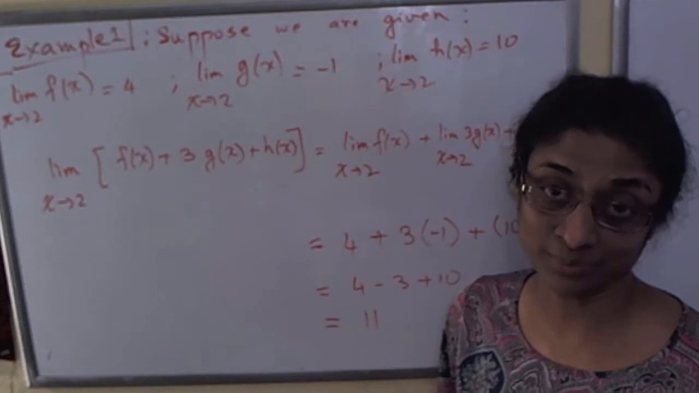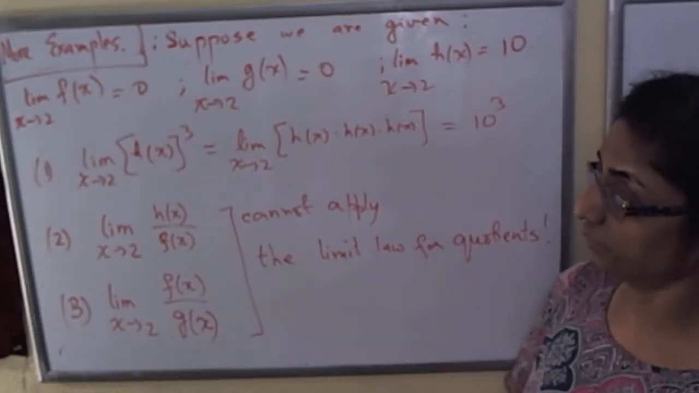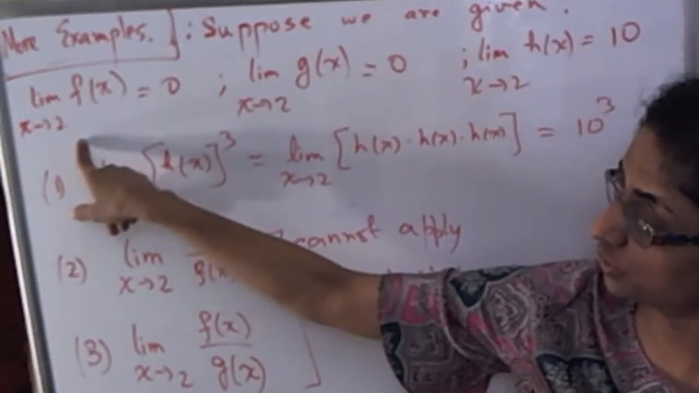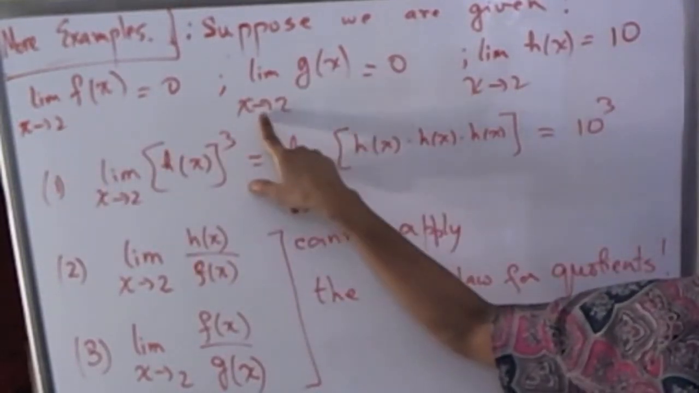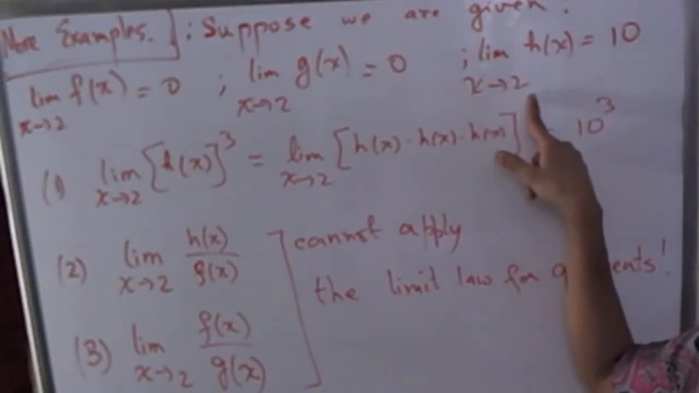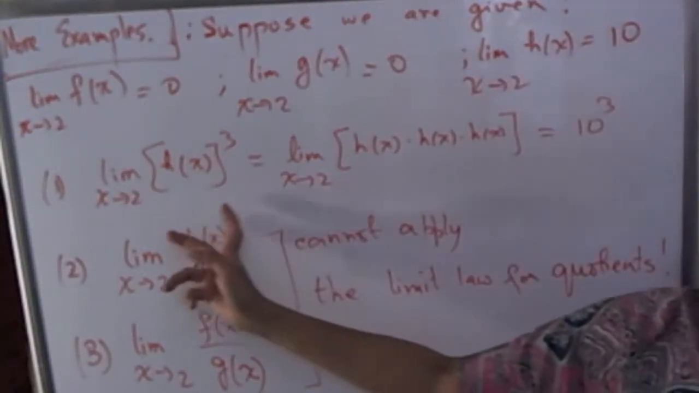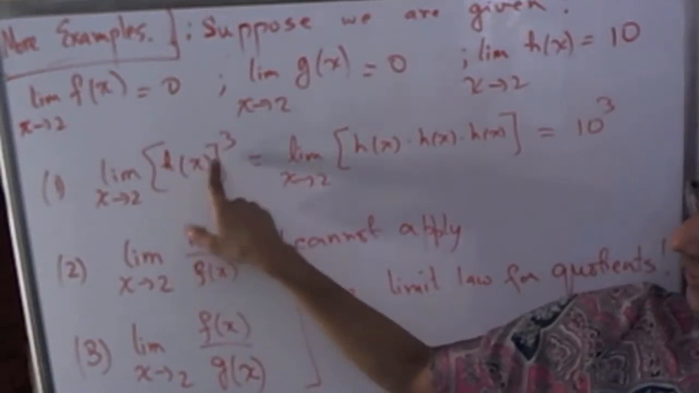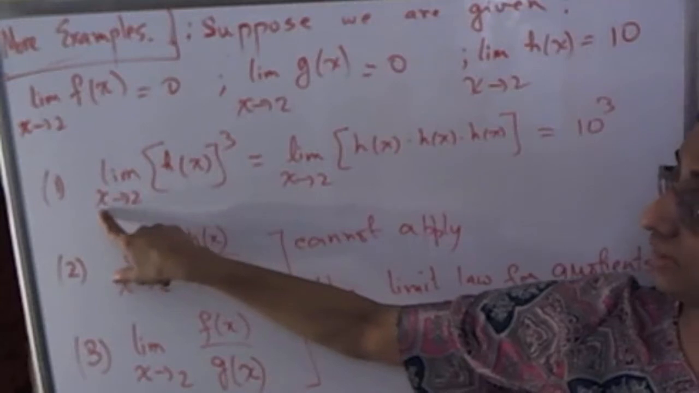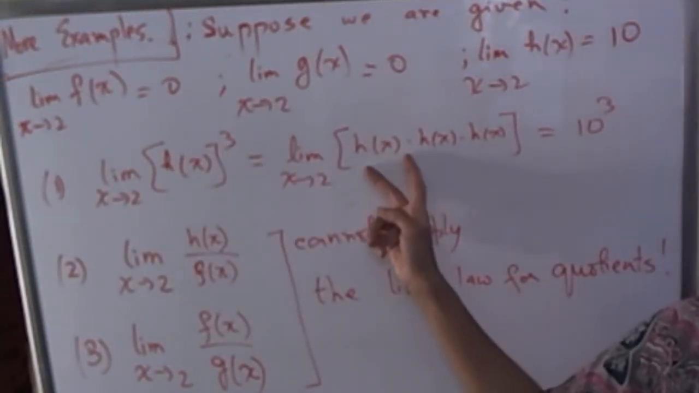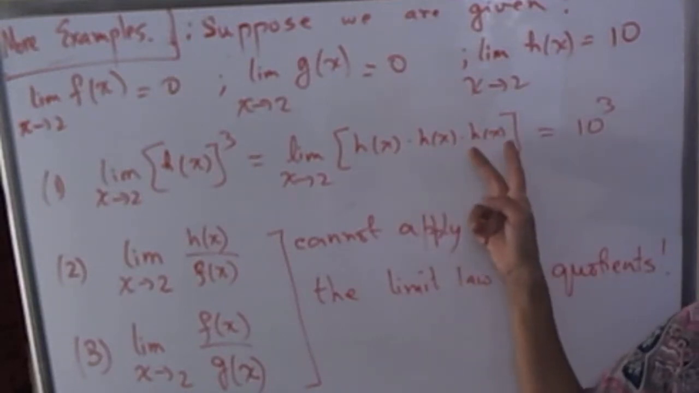Let's look at another example now. So for this example, notice that the limit of f of x as x approaches 2 is 0, limit of g of x as x approaches 2 is also 0, and limit of h of x as x approaches 2 is 10. And I would like to calculate the limit of this new function, which is h of x cubed, as x approaches 2. As you know, h of x cubed is really the same as h of x times h of x times h of x.